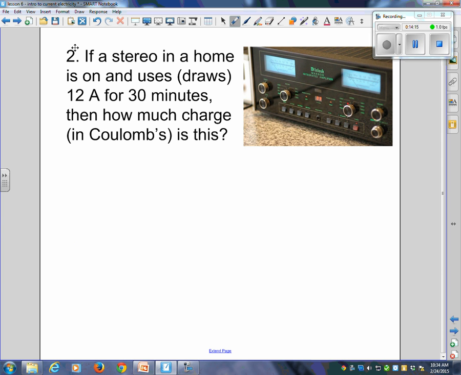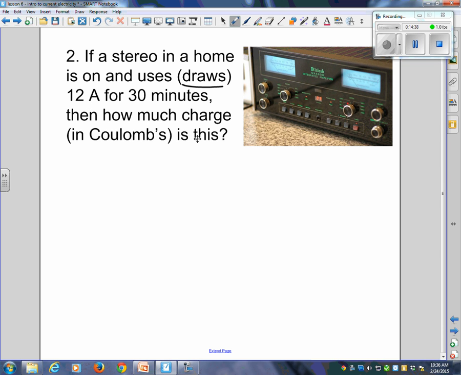You try this one right now. I've given you the tools. Follow the steps. Give it a try. Here's a little help. A stereo in a home is on, and it draws 12A for 30 minutes. How much charge is this?